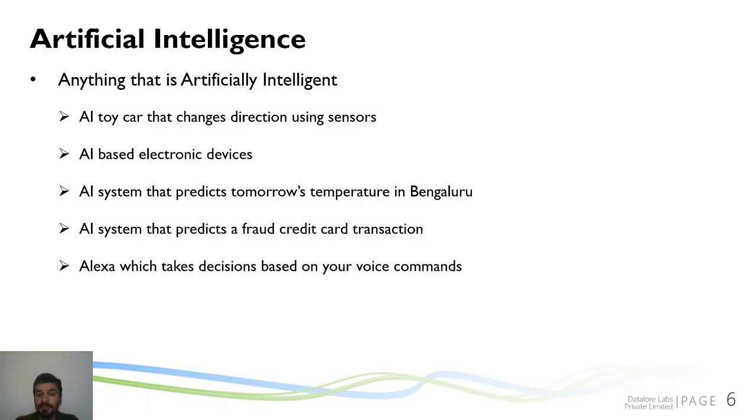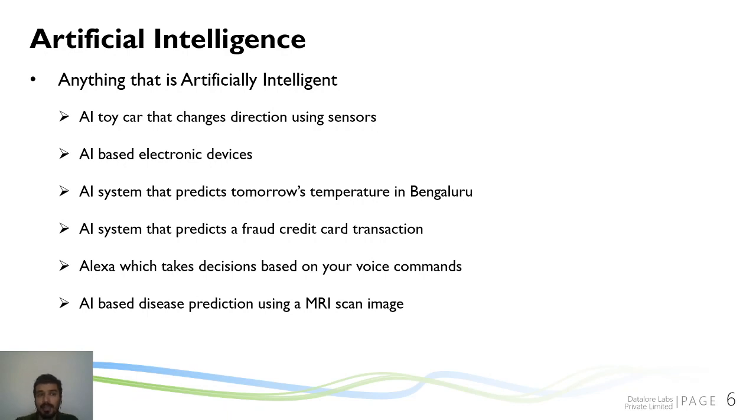And how exactly it works: it takes your voice as input, it tries to understand what exactly you're trying to say or what your intent is, and using that intent it tries to predict what exactly the action is that it has to do. Okay, so that is how Alexa works.